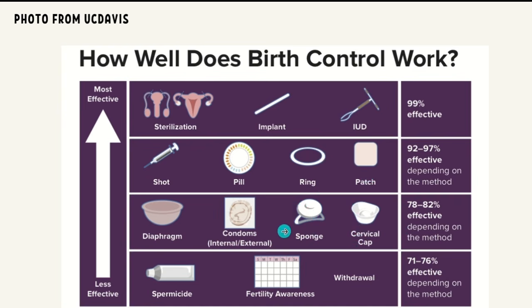And then this next round is 78 to 82% effective, depending on the method. So you have the cervical cap, the sponge, then the condom, that one is external, and then you have the diaphragm, which would actually go inside of the vagina. And then 92 to 97% effective, you have the patch, the ring, the pill, and you also have the shot. Then 99% effective, you have sterilization. This would mean that they tie their tubes, or they have an implant, or you get an IUD. But an implant is what they put in the arm, I think. I don't necessarily remember.